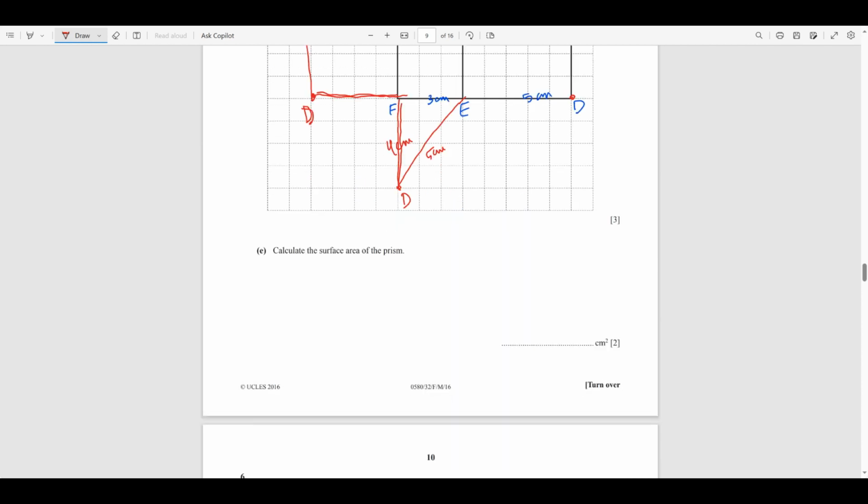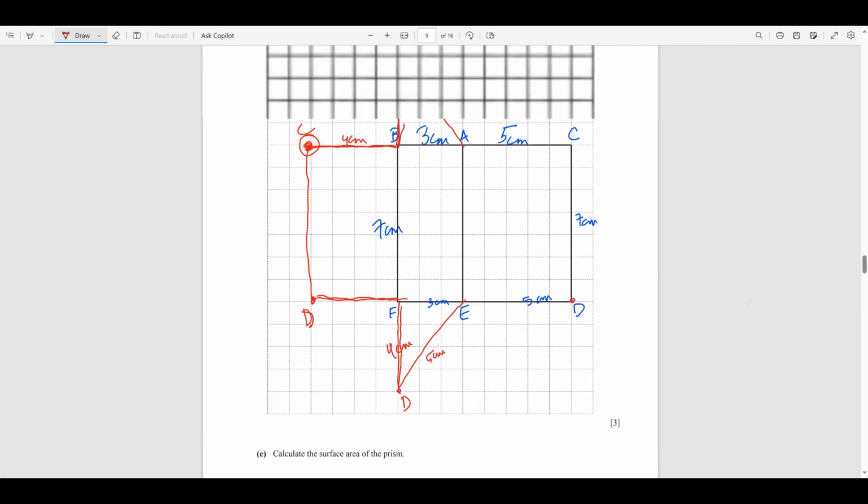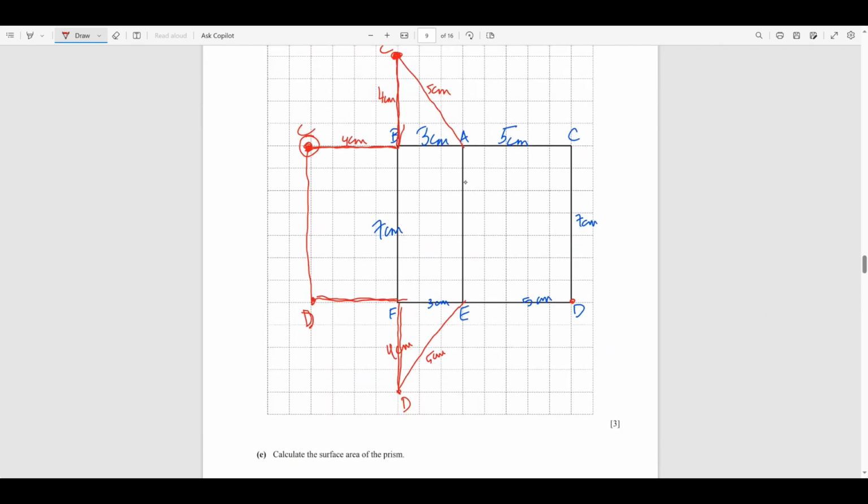Part E, calculate the surface area for the prism. So let's check it from the net only. Now there are these 1, 2, 3, 4, 5 shapes. For any surface area problem, what I tell my students is to not memorize the formula for the whole shape. You just calculate the surface area for each individual shape that is involved in the 3D shape, and then you add them up. So you get the total surface area of this prism.